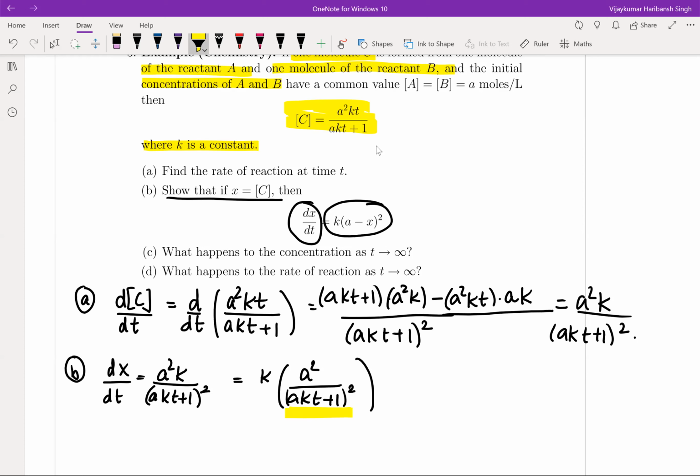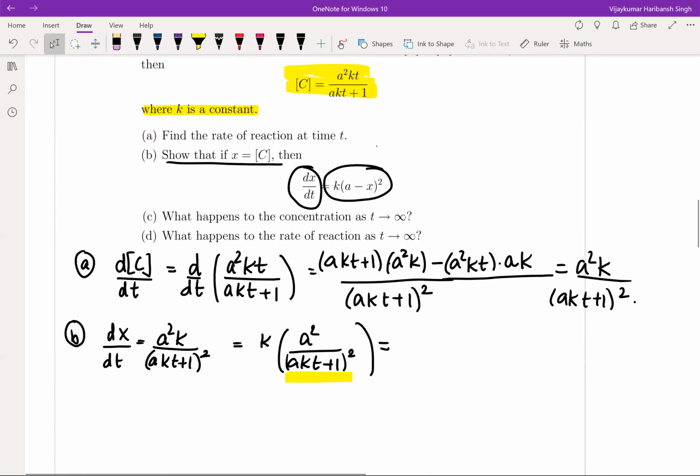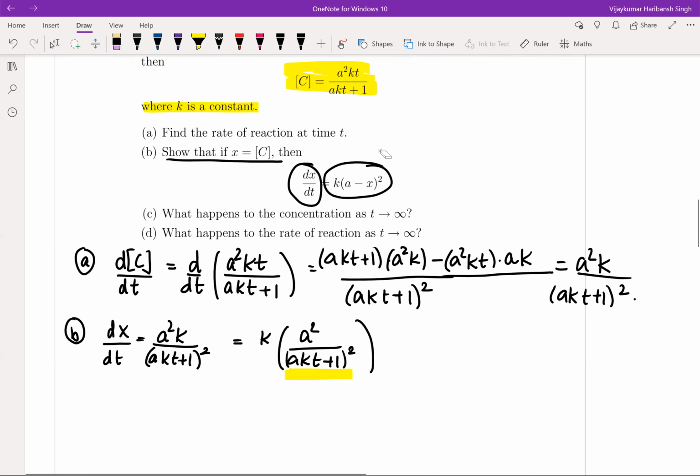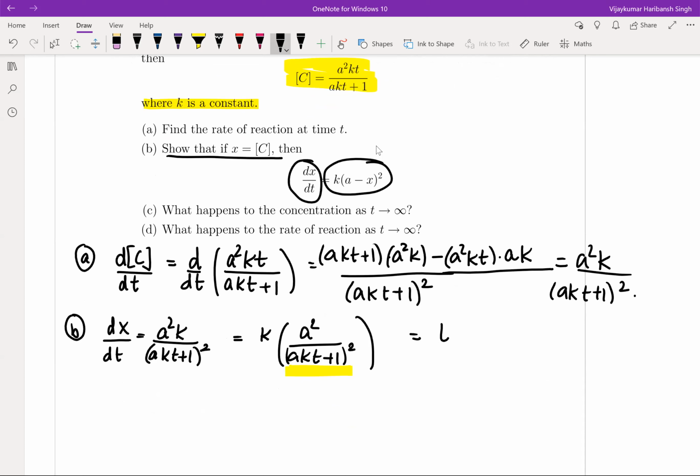So how do we do that? One way is to compute a minus x square on one side and show that it is equal to this part inside, or rearrange it to make it look like that. Either way works, so let's choose a way to do this. So we have k times a square over akt plus 1 the whole square. Let's just work with the left hand side. This is your left hand side. Let's work with our right hand side and show that it's also equal to this.